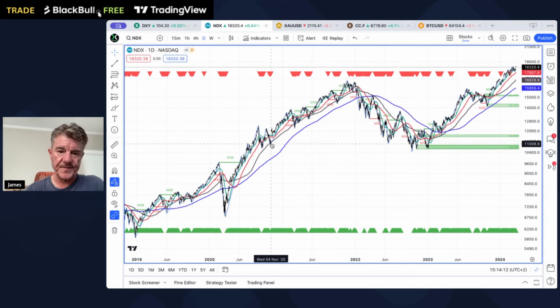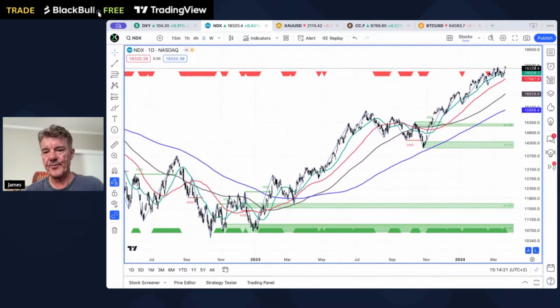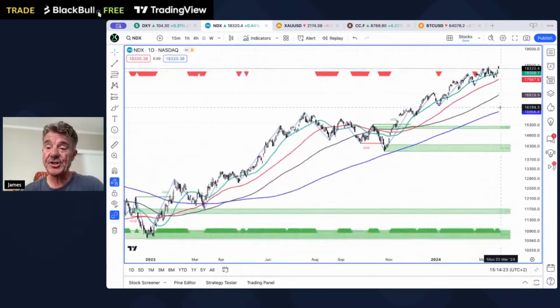So let's look at the 100. That's this gray line. We visit the gray line far more often. The red line is the 50. We visit that more often than the gray line. And so let's start with the 50.